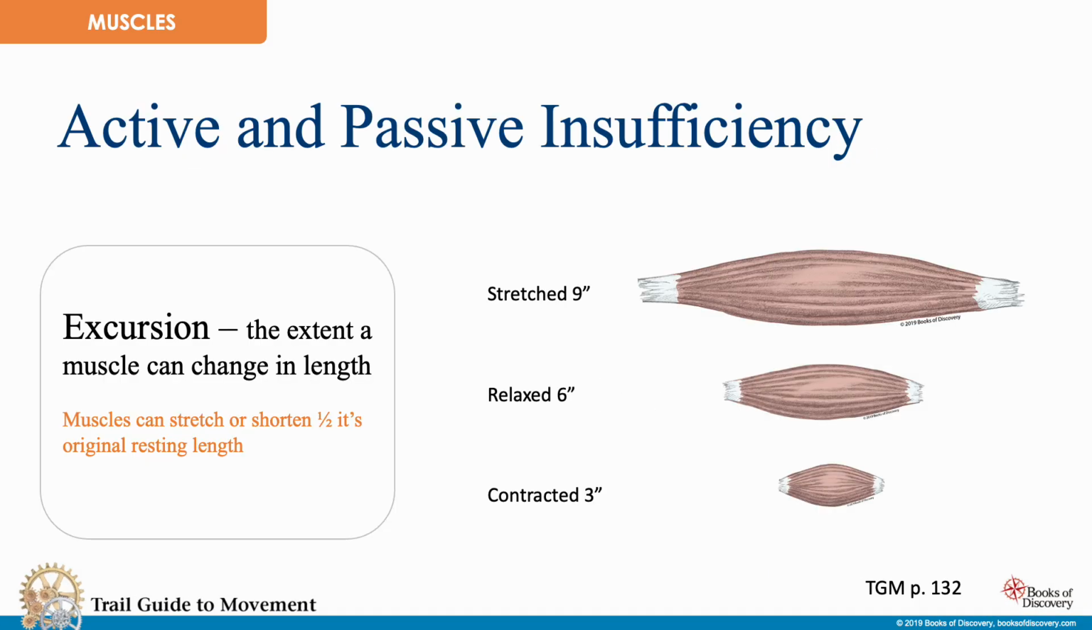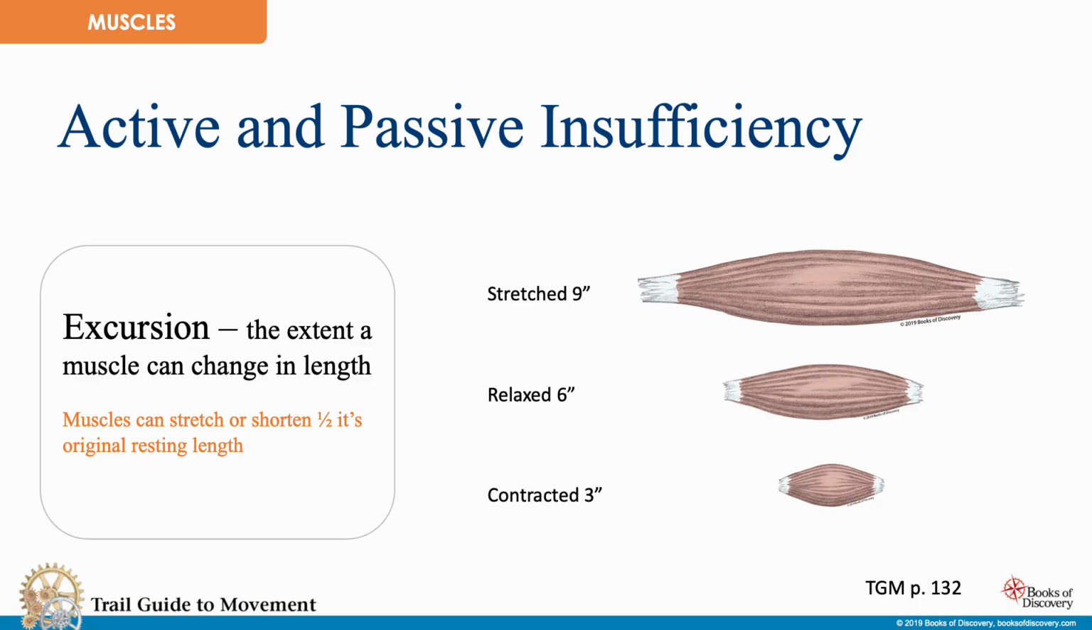Okay, now we're getting into excursion, and you need to think of excursion as the range of a muscle. Every muscle has a limit on how far it can shorten and how far it can stretch. The general rule of thumb is that a muscle can change its length by about half of its resting state. So if a muscle is at 6 inches at rest, it can contract down to 3 inches, or it can stretch out to 9 inches.